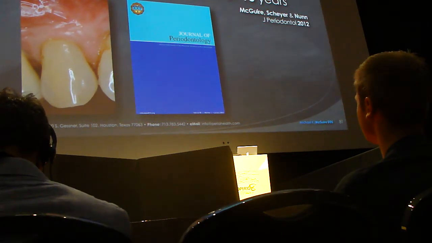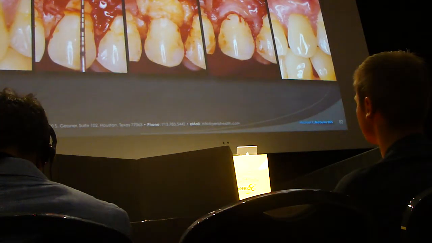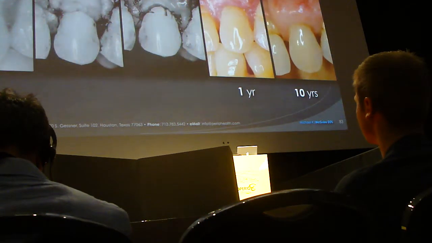We looked at our study that we did looking at coronally advanced flap with enamel matrix derivative at 10 years. Remember this patient I just showed you. Well, here he is at 10 years. This is at 1 year. At 10 years, connective tissue graft maintaining quite well.